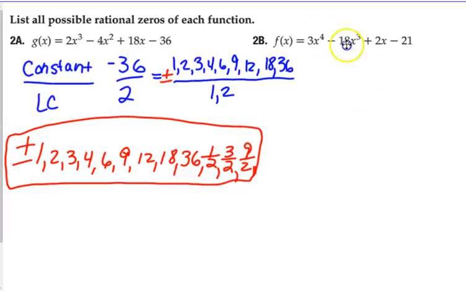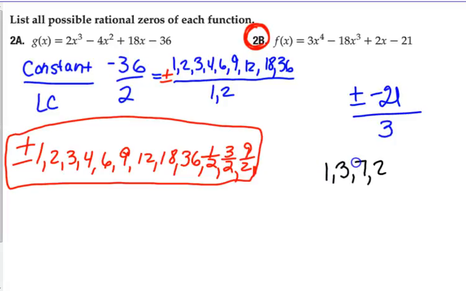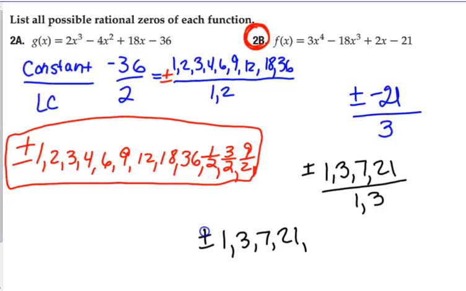Help me with this problem. This is more like what I might put on a test or quiz. You've got to memorize where they come from, guys. Factors of what over what? Factors of the constant, which is negative 21, over the factors of the leading coefficient, which is 3. It doesn't matter if it's positive or negative, just all the factors. So the factors of 21 are what? 1, 3, 7, and 21. And the factors of the denominator are 1 and 3. So if you are to list all of them, you write 1, 3, 7, 21, positive or negative.